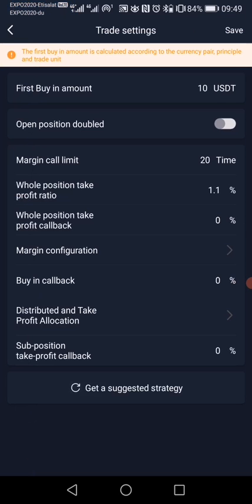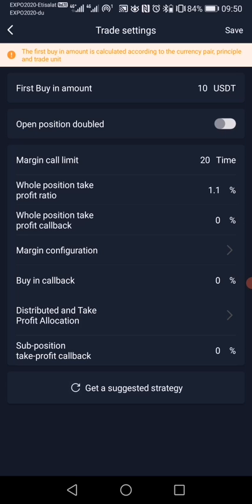Then you see the margin call limit, which is applicable to the entire trade. So what I'm simply saying is that this robot is going to buy this coin for me 20 times. Then the whole position take profit ratio. This is the area I'm going to update. The whole position take profit ratio is only applicable to the first 4 margin calls.